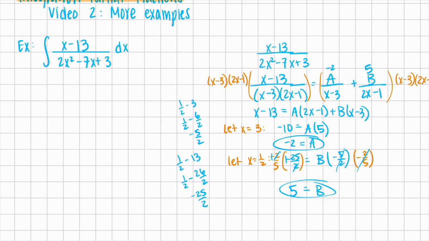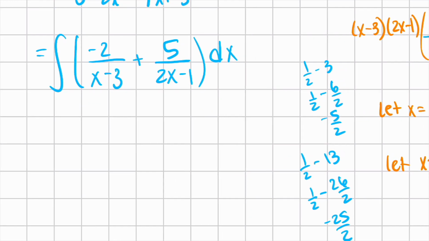So I can go back to my problem and I can rewrite my integral, negative 2 over x minus 3 plus 5 over 2x minus 1 dx. So let's finish our problem. I'm going to split this into two separate integrals, I should say. And I'm going to bring my constants out front.